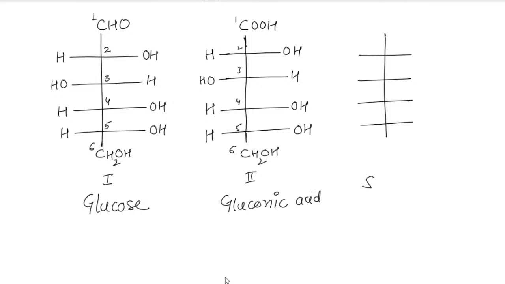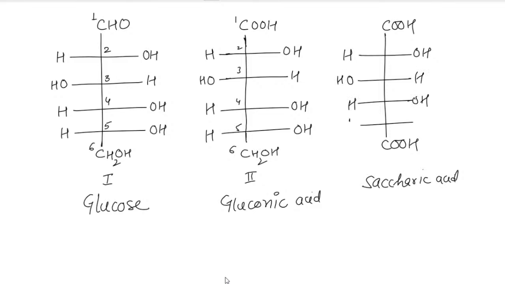In saccharic acid, there is a COOH group on both sides and the rest is H, OH, OH, H, H, OH, H, OH. 1, 2, 3, 4, 5, 6.